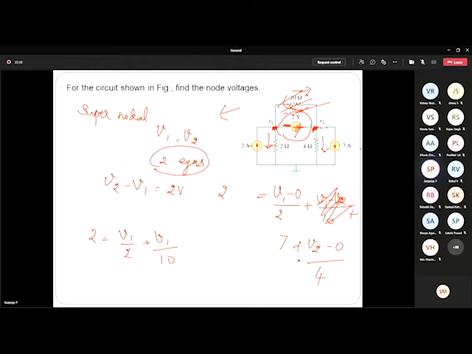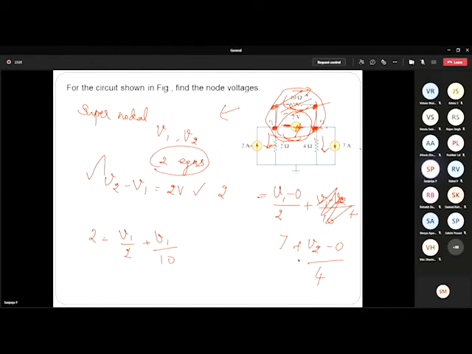Because V1 minus V2 is already written as an equation. The same voltage is going to be present here also, because this is also the same. Okay, so this total thing can be removed. This total thing can be ignored here because we have already written an equation, which is nothing but V2 minus V1 is equal to 2 volt.